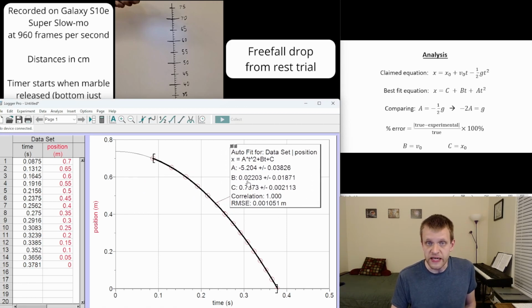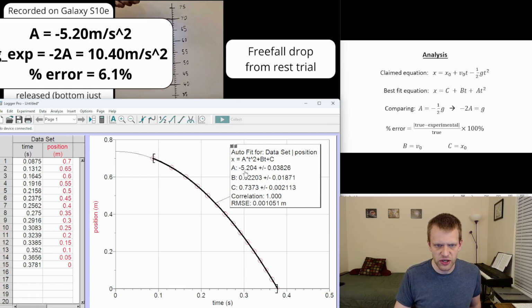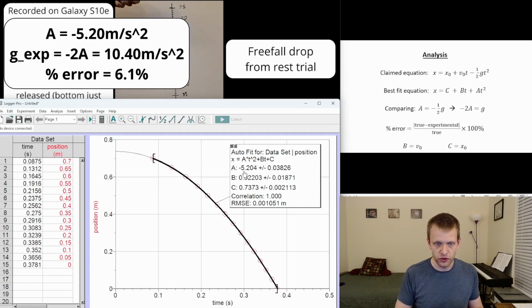For our value of B, we got something fairly close to 0. Again, exactly identifying whether I picked exactly the right frame as our starting point, it looks like I was a little bit off, but pretty much in the bounds of error. For our initial value for C, again, this could be part of the parallax effect throwing our numbers off, but pretty close to 0.74 meters. And our acceleration, well, if I multiply this by -2, I get 10.4.